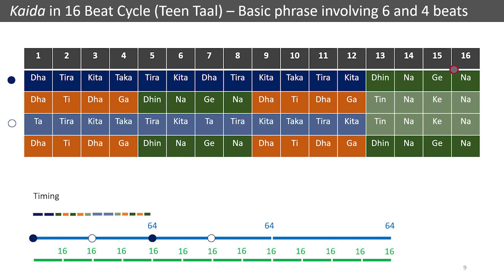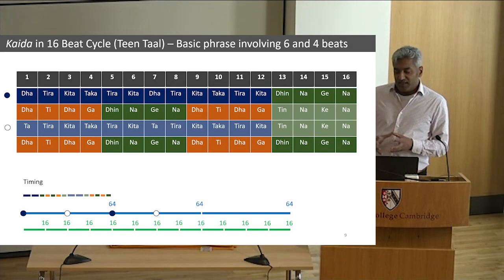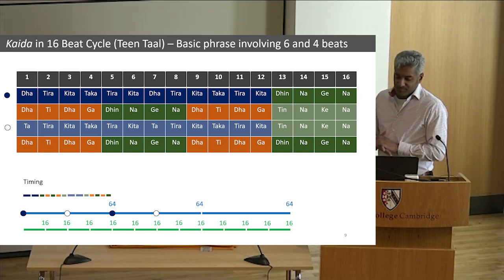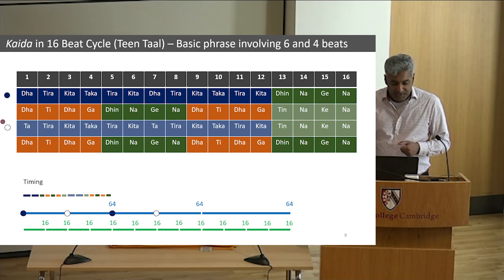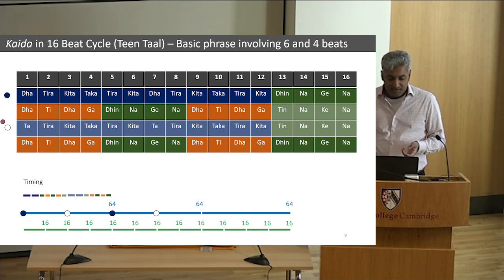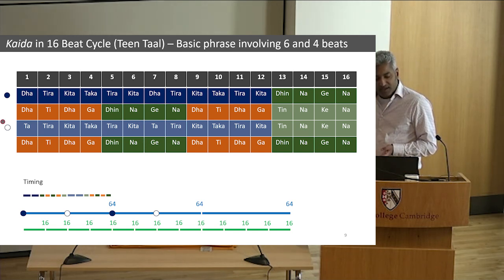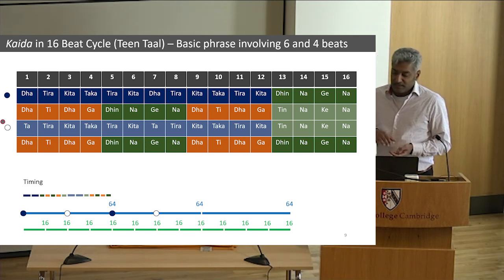Then you go for the next line, which is dhati dhaga dhinna gena, dhati dhaga tinna kena. You compose this not from 6 plus 6 plus 4, but from 4 in orange, 4 in green, 4 in orange, 4 in green. I mentioned at the beginning that these kaidas are constructed based upon certain rules. One rule is that every composition needs to have a segment that's bass heavy and a segment that's a little bit bass empty. I notate this by an empty circle. So the third line is ta terekete takaterekete ta terekete takaterekete tinna kena. That's the emptiness there.